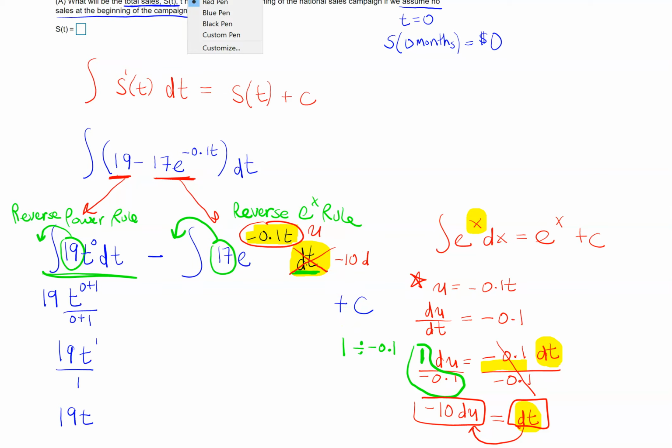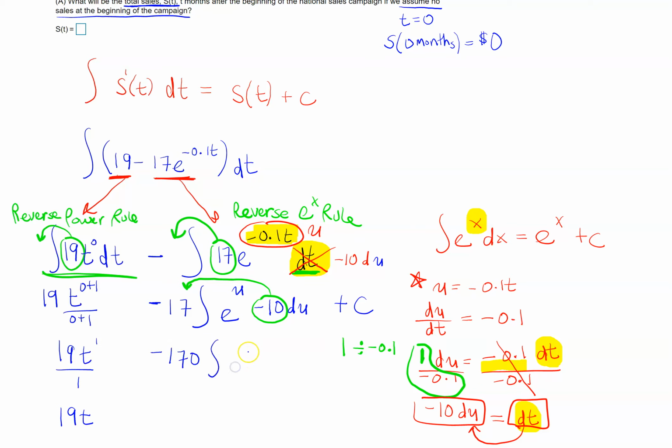Okay, so what does that look like? Let's go ahead and rewrite all this. So I'm going to go ahead and pull out that 17. Then I'm going to have the integral of e to the u because I replaced that exponent with a letter u. And then that dt is going to cash in for a negative 10 du there. Okay, again, I have a constant in there, a negative 10, so I can pull that out in front of my integrand, and it's just going to multiply with what's already there. So when I do that, I'm going to end up with a negative 170 e to the u du.